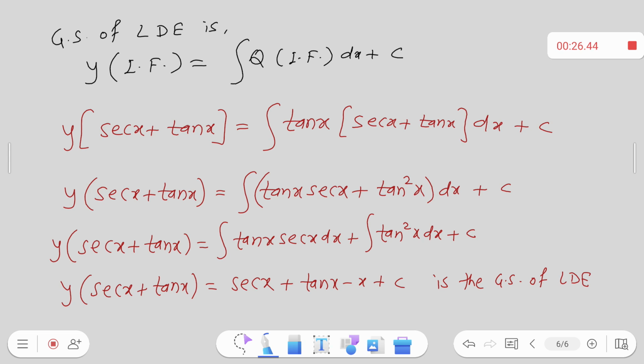Solve the differential equation. dy by dx plus y into cot x is equal to sin 2x.